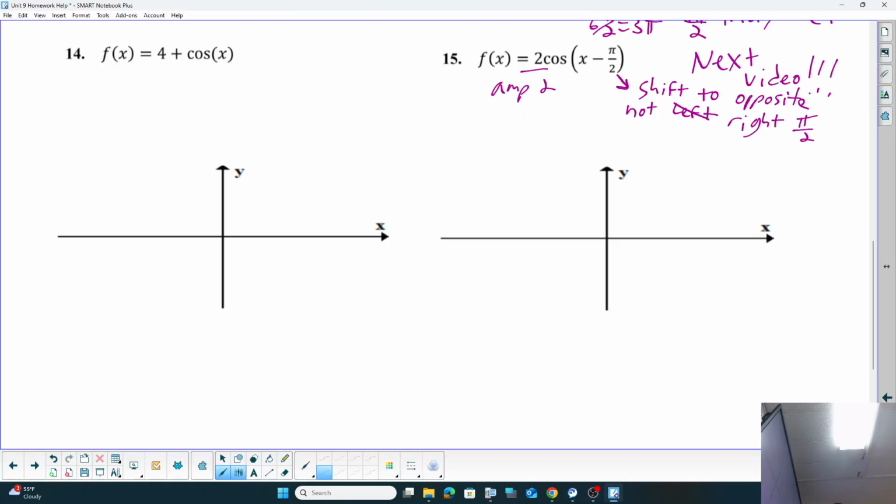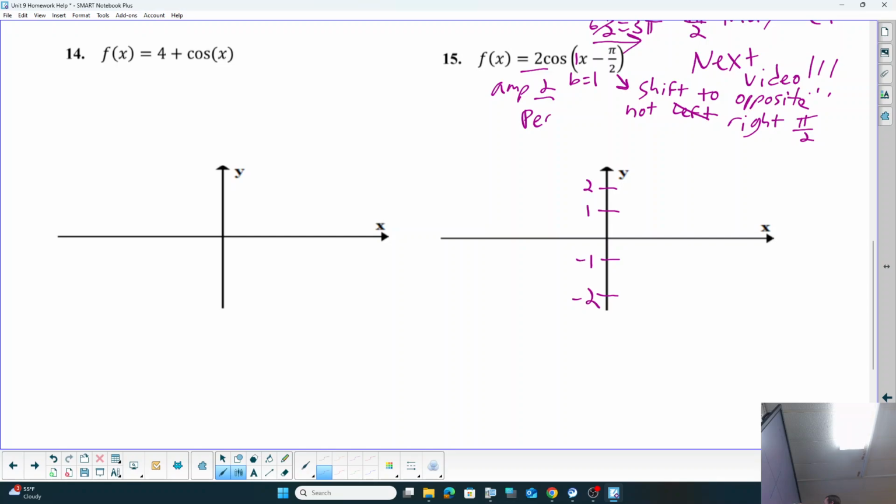Right, let's finish helping you. On 9.5, we're on number 15. We're shifting to the opposite, not left, but right pi over 2. So we're going to shift to the right. We have an amplitude of 2, which means we're going to go up 2 and down 2. So our b value is still 1. It's invisible. Our b value is still 1.